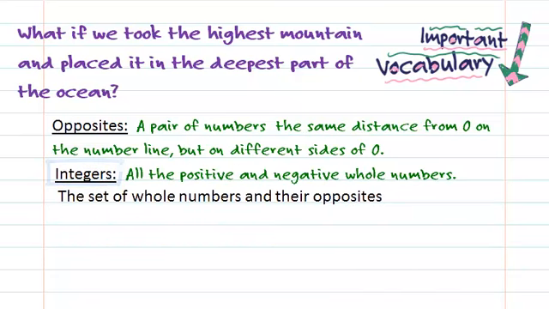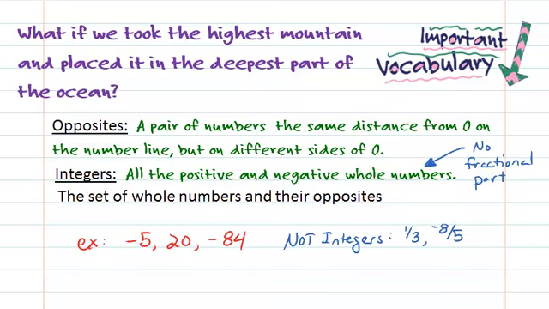Integers. Integers are all the positive and negative whole numbers, meaning no fractions or extended decimals.